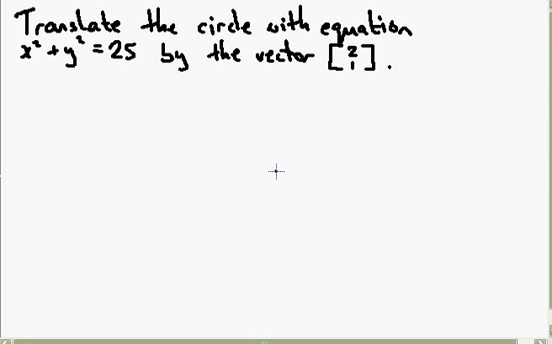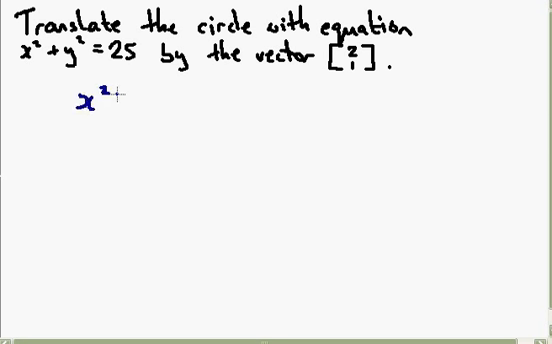Okay, we're going to look at the problem of translating a circle by a given vector. Remember, translating just means moving it. We're not going to be stretching it or squashing it or anything like that. We're just going to be moving the circle. Now, we've been given the equation of the circle, x squared plus y squared equals 25.